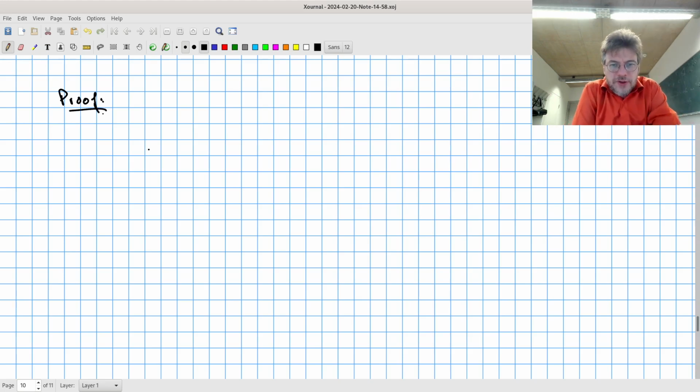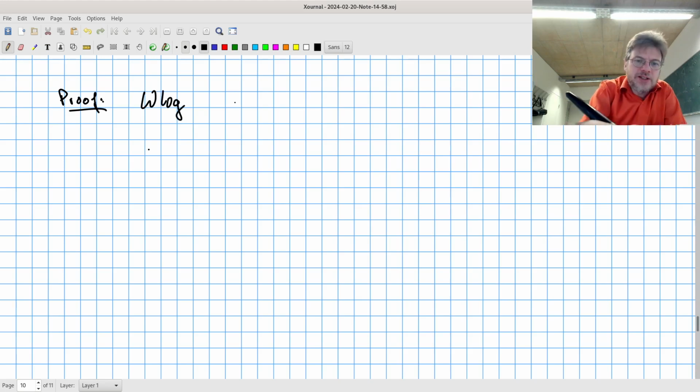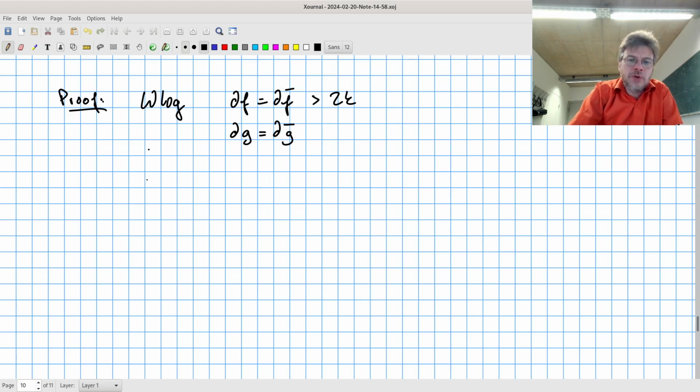So first, let's prepare this a little bit. We can prepare this without loss of generality, making some assumptions to make it a bit more comfortable to walk through this proof. Without loss of generality, we can assume that the degrees are equal of f and f bar, and that the degree is greater than something. And I can also assume that the degree of g and the degree of g bar is equal.